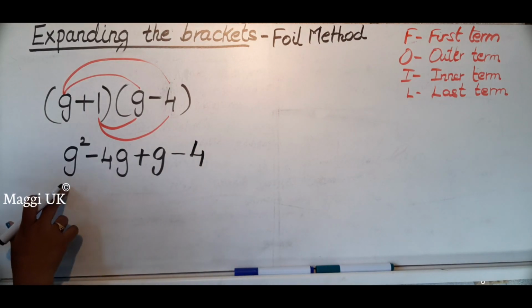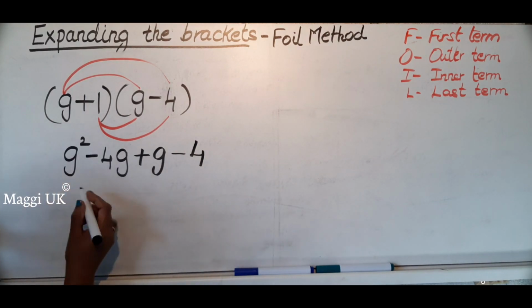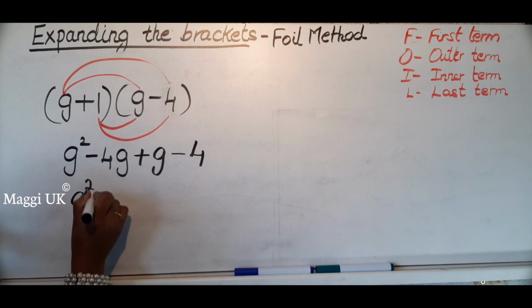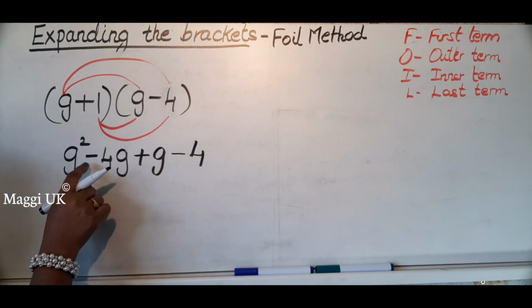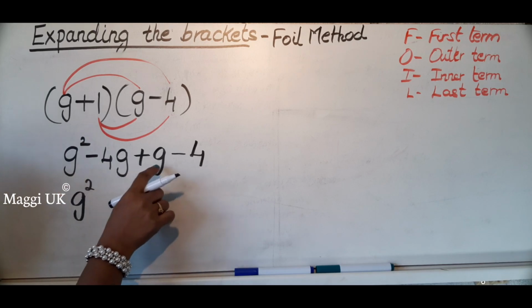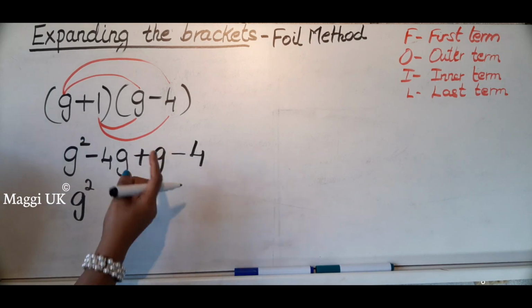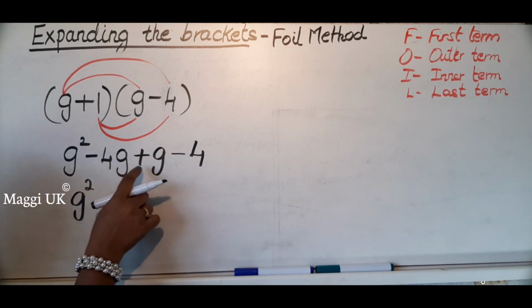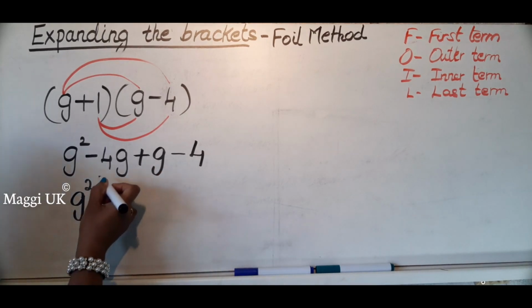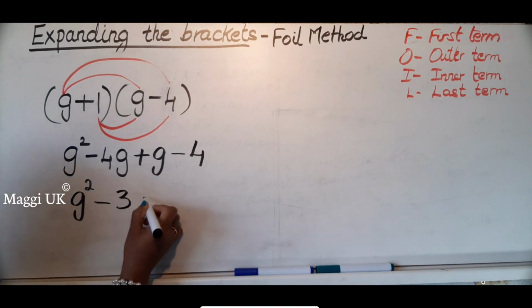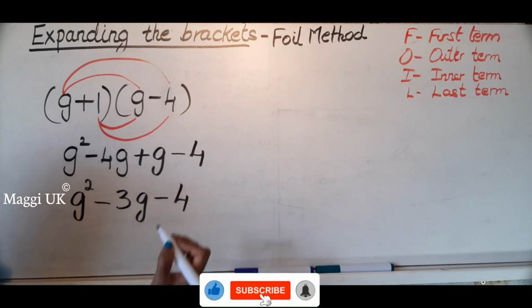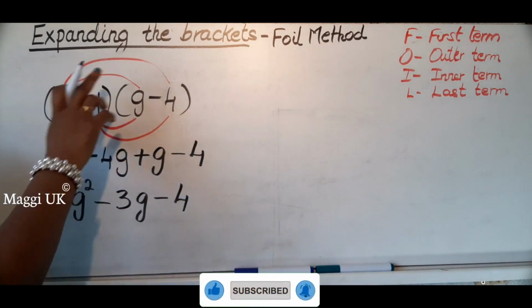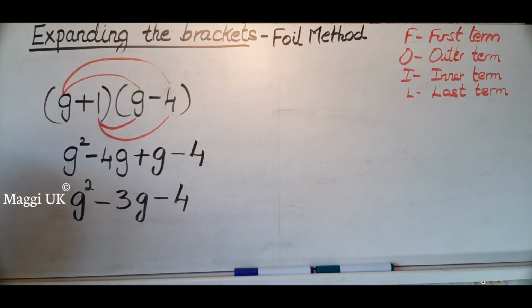So now, if you see there's only one square term, so we are going to write your answer like g square. And then you have both g terms, which is minus 4g and plus g, which is nothing but 1g. So minus 4g plus 1g will become minus 3g, and then you write the term minus 4 as it is. So this is the way you need to expand your brackets. So hope you understand? Yes.